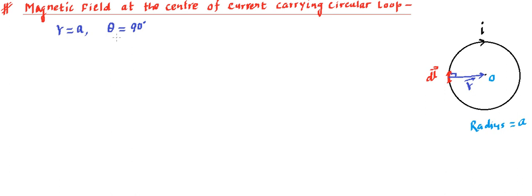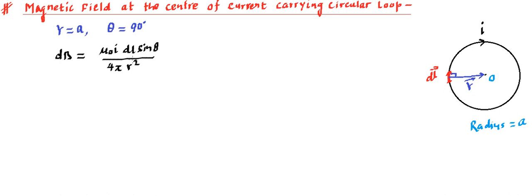And then we can write this Biot-Savart expression. As per the Biot-Savart expression, dB magnitude used to be equal to mu naught I dl sin theta upon 4 pi r square.